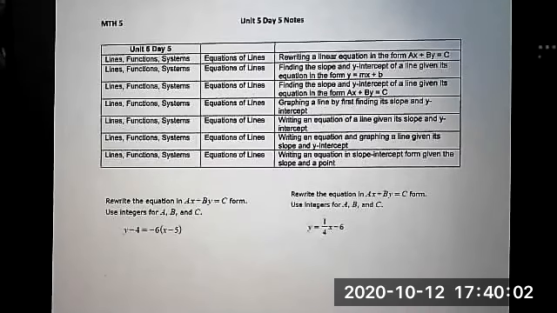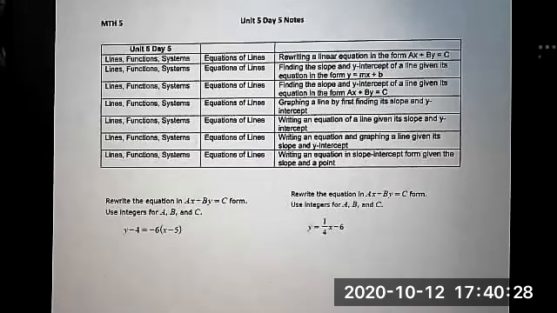All right, so unit 5, day 5 notes. We are getting into functions and lines, and of course, rewriting equations: standard form, point slope, slope intercept, all of these different forms of an equation when you're finding the slope and y-intercept.